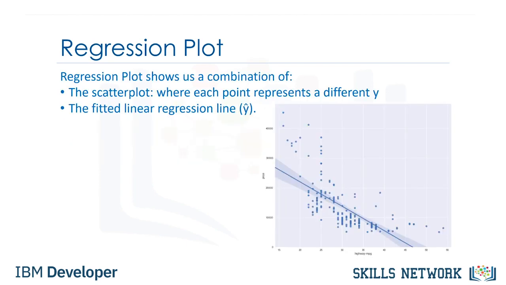The horizontal axis is the independent variable. The vertical axis is the dependent variable. Each point represents a different target point. The fitted line represents the predicted value.